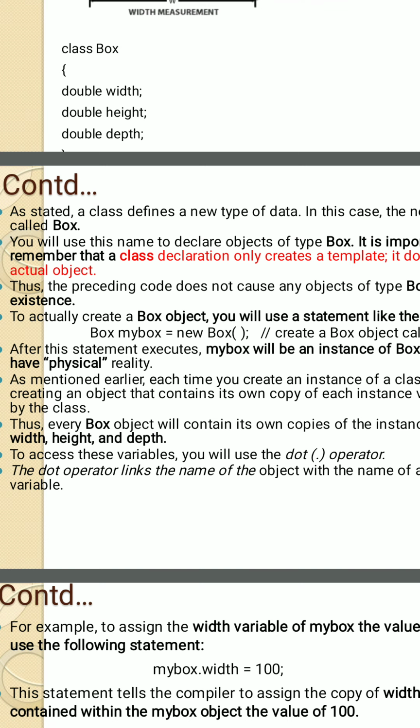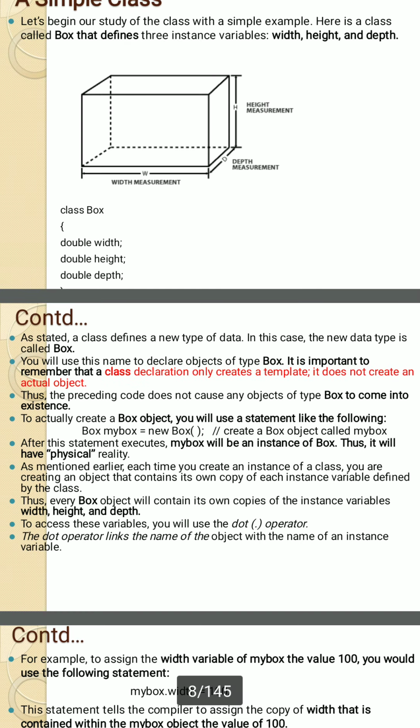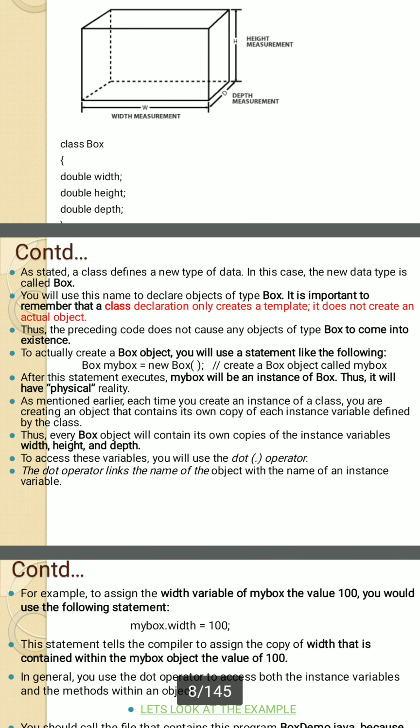Every Box object will contain its own copies of the instance variables width, height and depth. If you have created two objects for a single class, that is the Box class, those two objects will have their own memory locations for all the variables, so that every Box object will contain its own copies of instance variables. In this example, width, height and depth.